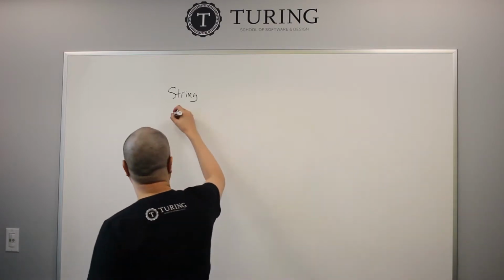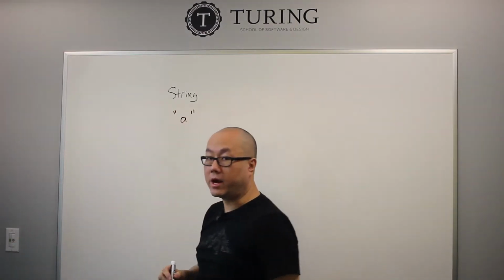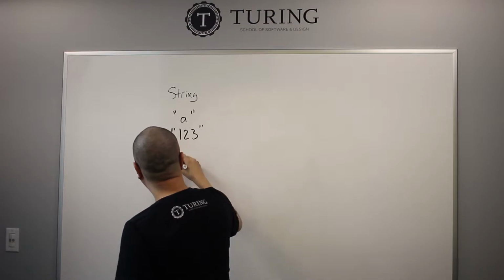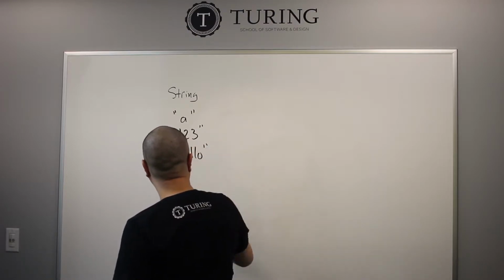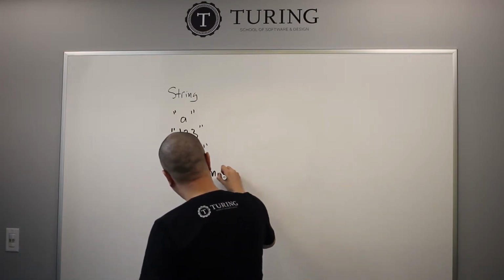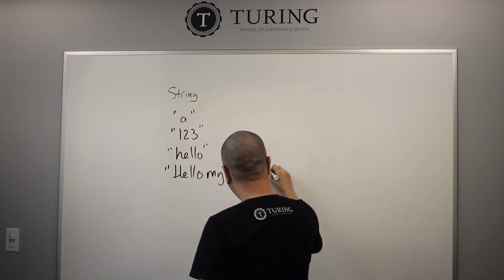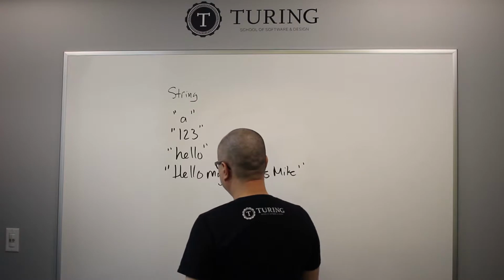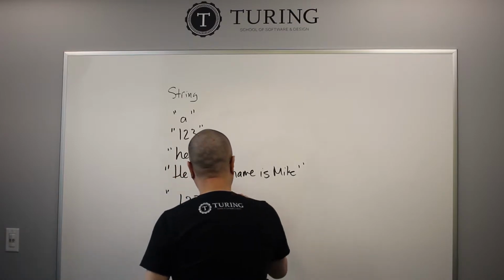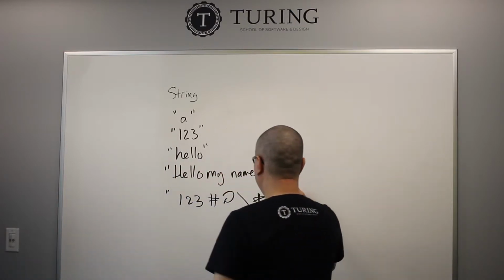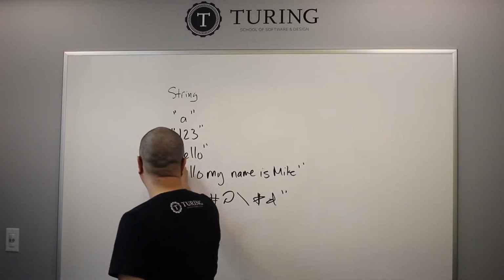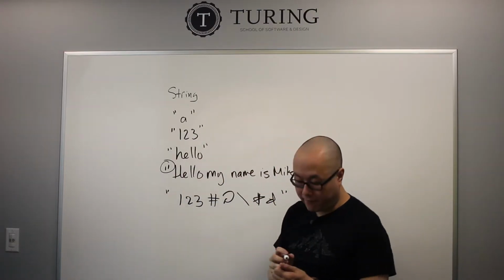So we can say that this is a string. We can say that this is a string, and this is a string, this is a string, and that this here is also a string because they are contained in between these quotation marks, each and every one of them.